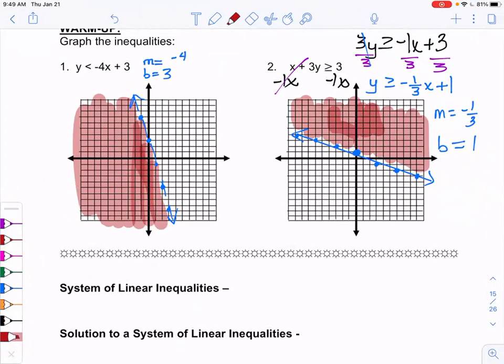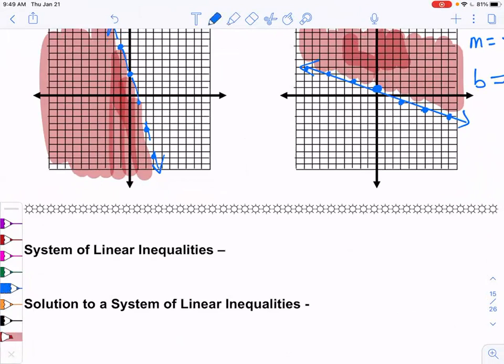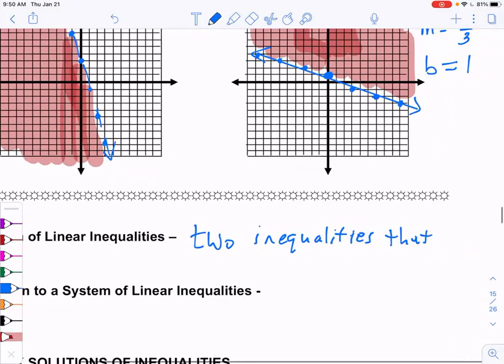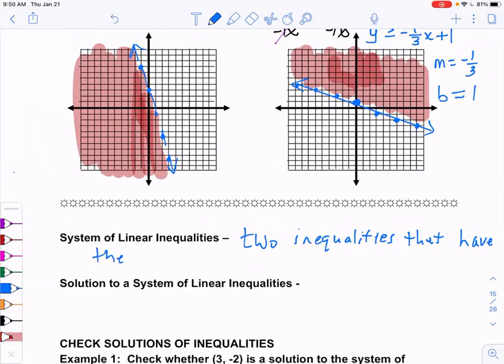So a system of linear inequalities is the same thing as a system of equations. The only difference is that you just have 2 inequalities that have the same variables. So it's just 2 inequalities that have the same variables. That's it.